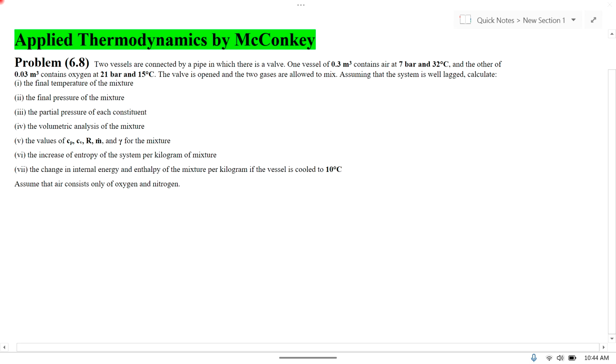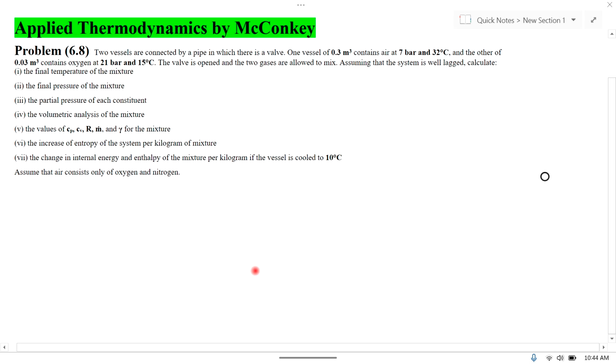Bismillahirrahmanirrahim. In this lecture, I am solving problem 6.8 from the book Applied Thermodynamics by McConkey. The statement of the problem is: two vessels are connected by a pipe in which there is a wall. There are two vessels which are connected through a wall. One vessel of 0.3 cubic meter.